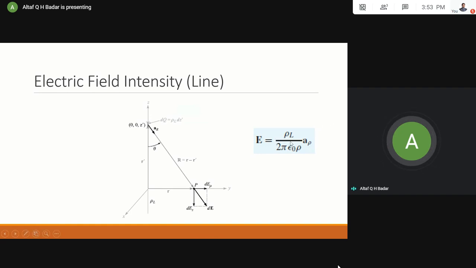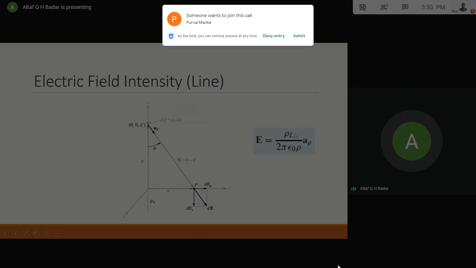L should be at the suffix, so you get it as rho L. That is the line charge density divided by 2 pi rho epsilon. Rho is the distance between the z-axis to the given point. So this is how we find it out.